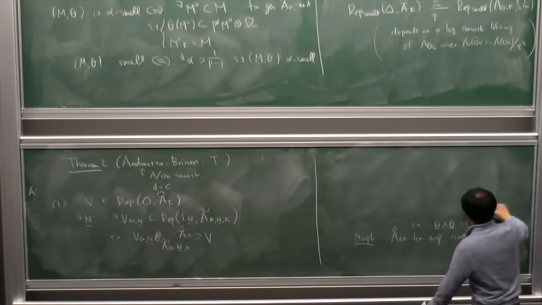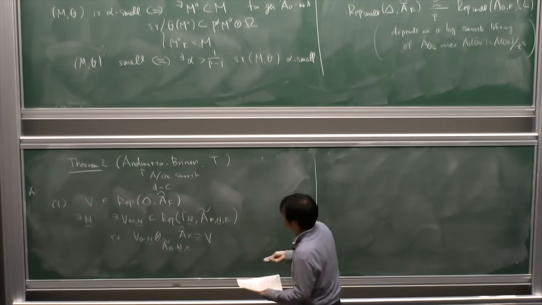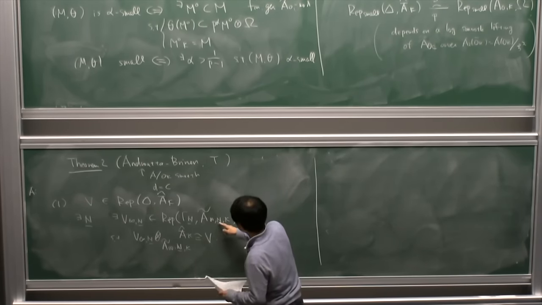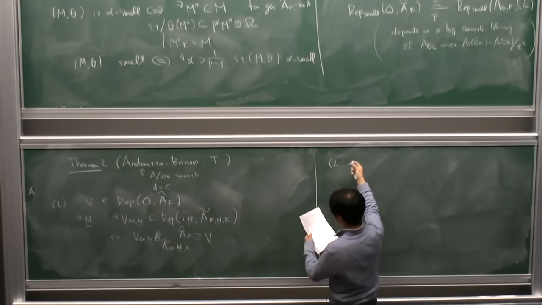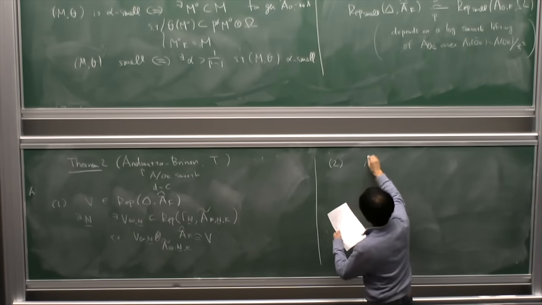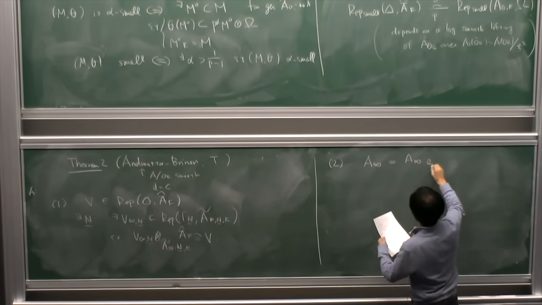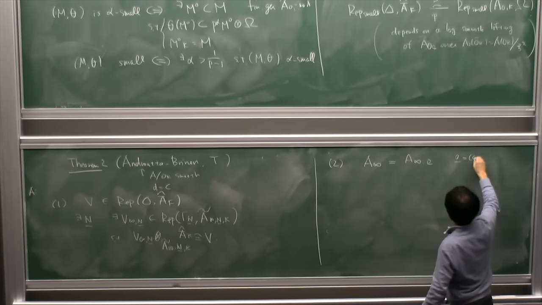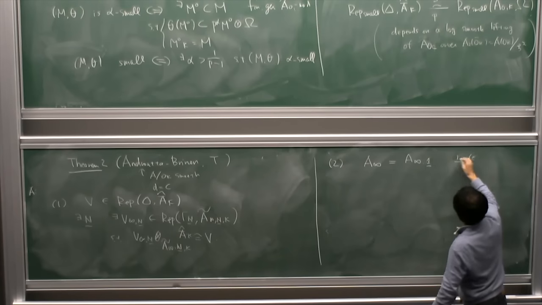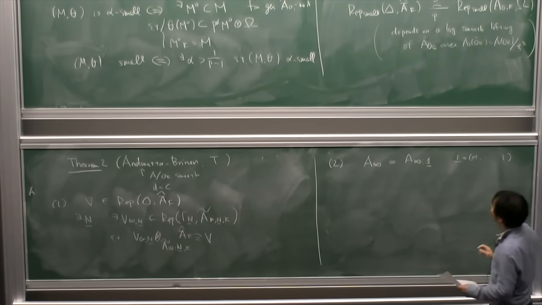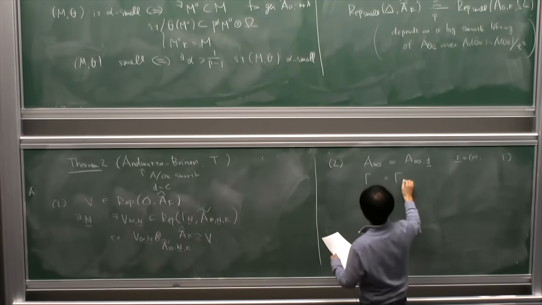And the second claim is that we can further descend to the case n bar is 0 if V is small, or alpha small. Here I introduce notation. A infinity is just A infinity 0 underbar, so 0 underbar is just 1, and gamma is gamma.